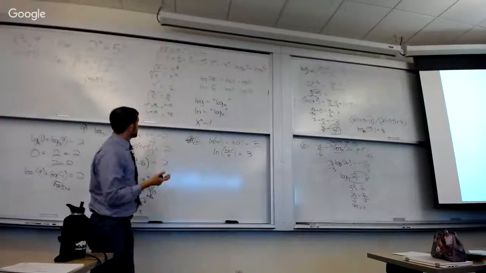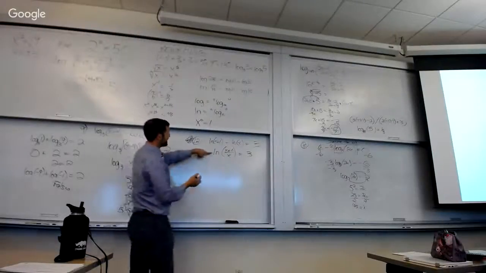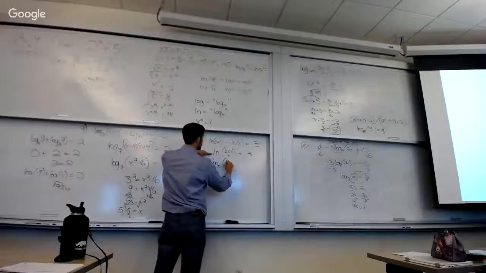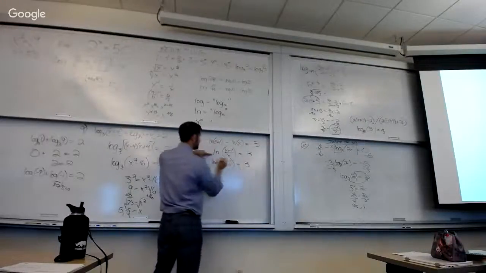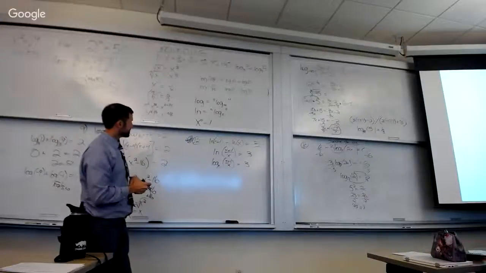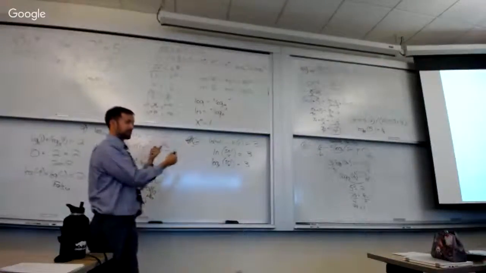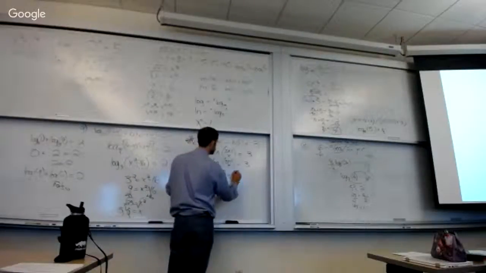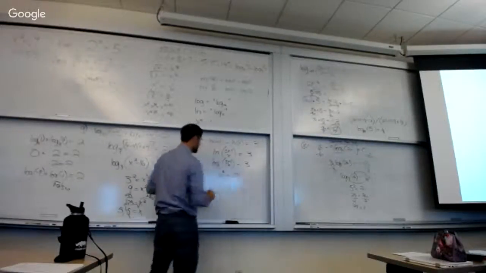What's another definition we can apply? Yeah, ln is log base e. So now we have log base e of x plus 1 over x equals 3. What's the next thing we could do? What's another definition we can use? Yeah, just convert it to exponential. So now we have e cubed equals x plus 1 over x.